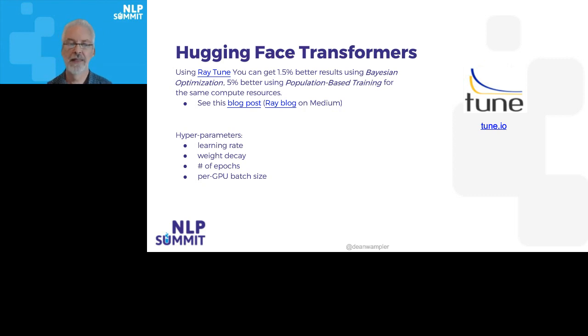Pretty cool algorithm, and as you can see from the numbers I'm quoting here, with the same compute resources, you can get significantly better results. Think about it, 5% is actually quite a good number. And they actually used in this blog post several different hyperparameter sets in various ways, but the main ones were things like the learning rate, the weight decay, the number of epochs of training, and the per GPU batch size.